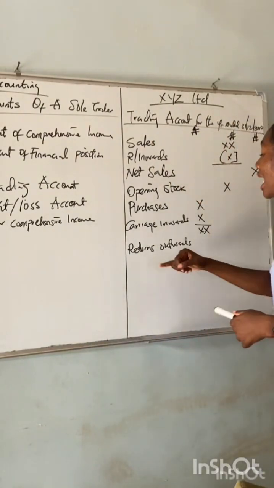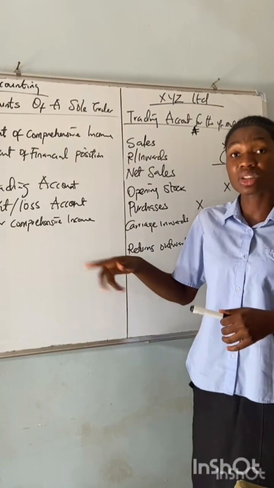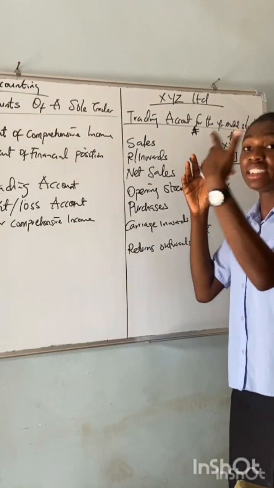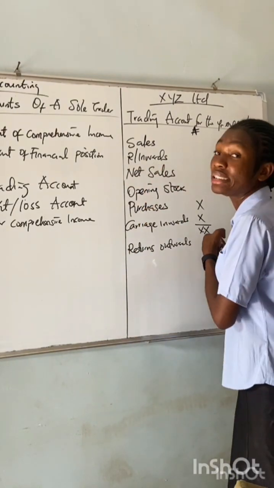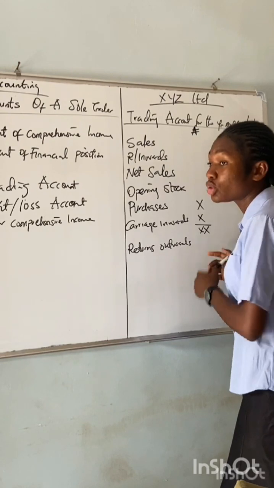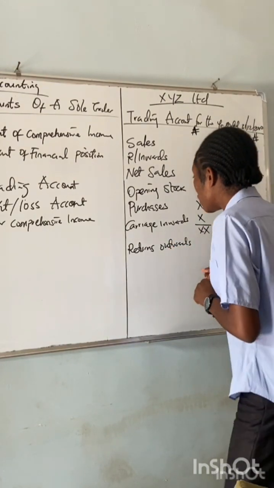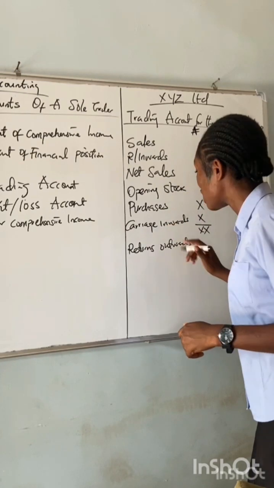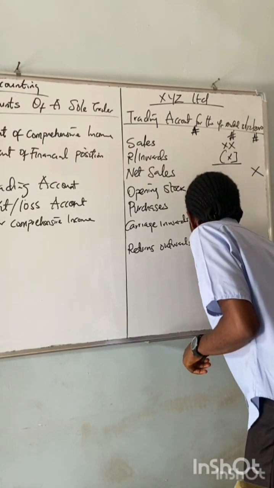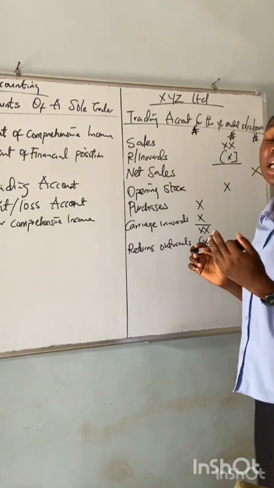There's a separate account called the returns outward account, and at the end of the period we are going to be moving the balance to the final account to know the net purchases. So we are going to be lessening that. Now, after we have added our purchases and carriage inward, we're going to be lessening our returns. Like I said, whenever we're lessening, we use our bracket.